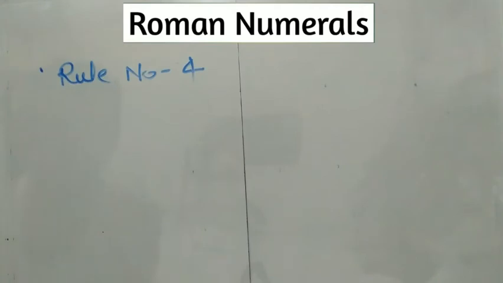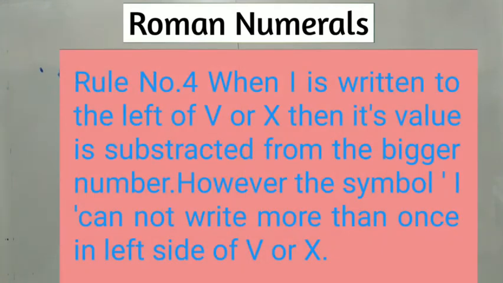Rule number 4 is: when I is written on the left of either V or X, then its value is subtracted from the value of V or X. However, the symbol I is not written more than once before V or X. So the rule number 4 is what?